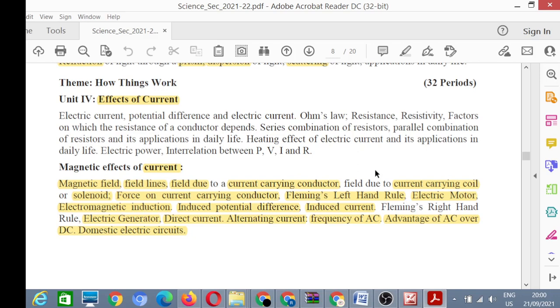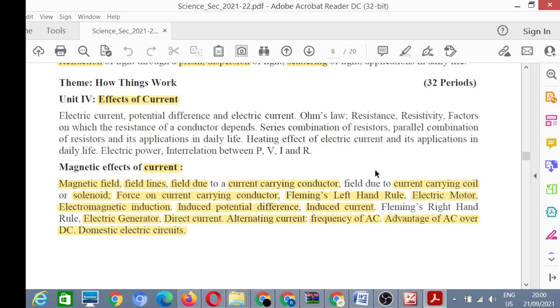Now force due to current carrying conductor. Then Fleming's left hand rule. Then Fleming's right hand rule. Then electric motor, this is application. Then electromagnetic induction, then induced potential difference, then induced current. These are effects of induction. Then we have Fleming's right hand rule.